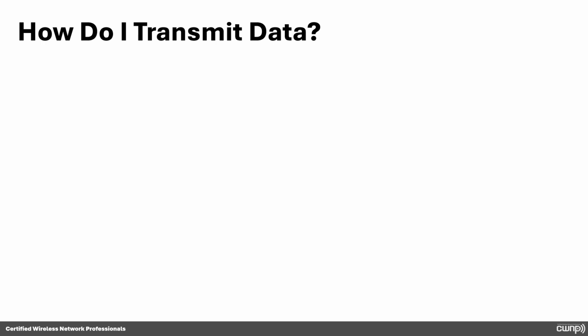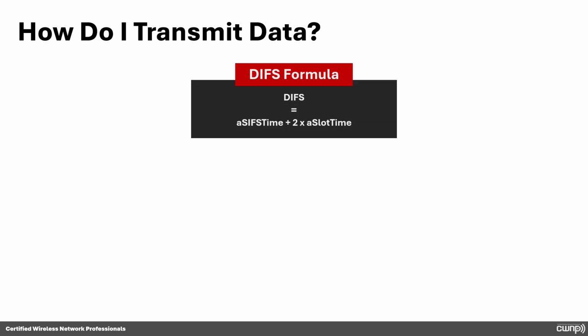Now remember, we want to look at the algorithm, the formula, and the variables. So if we just stick with the DCF interframe space formula, then DIFS is equal to a SIFS time plus 2 times a slot time. Now you might say, what is a SIFS time? Well, a SIFS time is the short interframe space time, okay? And the slot time is the duration of a slot for a given physical layer. Now, the reason these are not listed as absolute times here is because they differ for different PHYs.